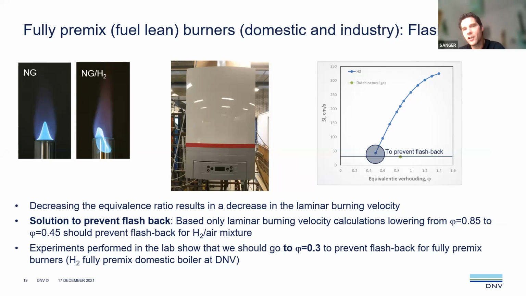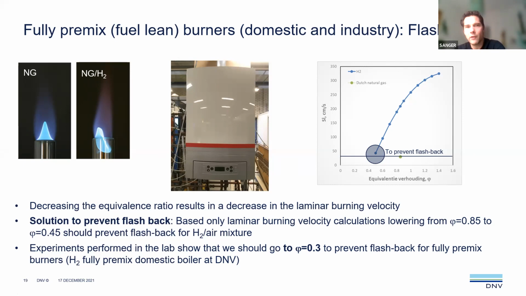So what we did for a couple of these burners is we decreased the equivalence ratio, so we increased the amount of excess air. If you simply calculate the burning velocity, then at an equivalence ratio of 0.4, you have the same combustion speed as for natural gas, and then you should not face any flashback. Now for the appliance we studied thus far, we still have flashback, but if we decrease it to around 0.3, then we have stable combustion. So that's one of the solutions you can follow to make these fully premixed systems stable.